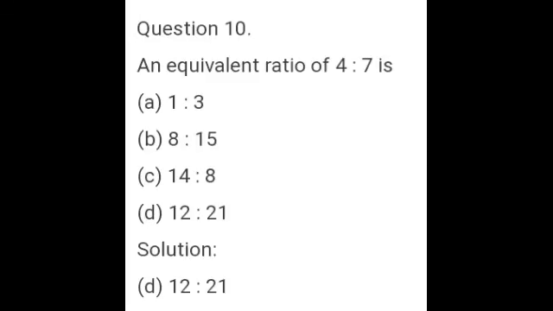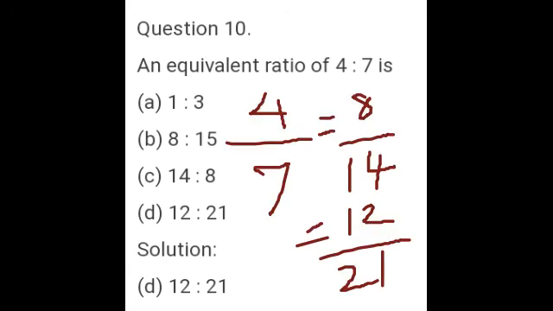Now question number 10. An equivalent ratio of 4:7 is dash. First let us write 4:7 as 4 by 7. Multiply by 2, we get 8 divided by 14. Now we'll check the options whether 8 by 14 is there. No. So let's find another equivalent fraction for 4 by 7. 4 by 7 into 3 by 3 is equal to 12 by 21. So 12 by 21 is the answer.